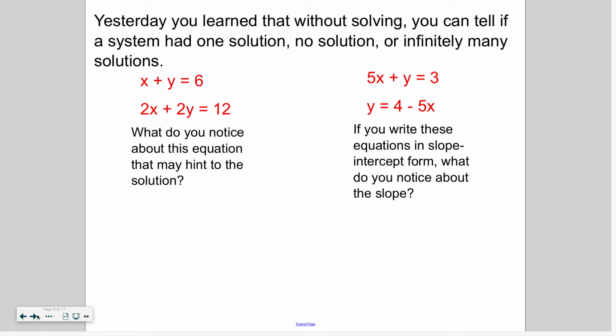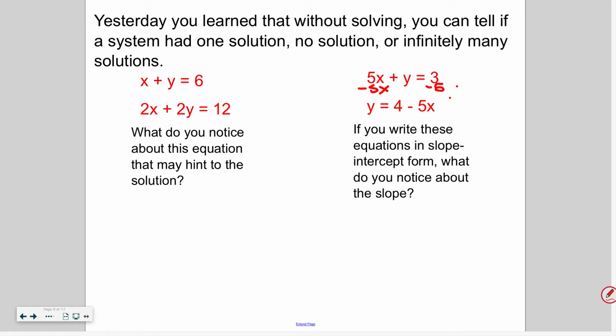Can you put both equations into slope-intercept form? Everyone try right now. Put both of these equations in slope-intercept form. So 5x plus y equals 3 is not in slope-intercept form. How do we get that to slope-intercept form? By subtracting. Subtract the 5x. So if I subtract 5x from both sides, how do I rewrite my equation?